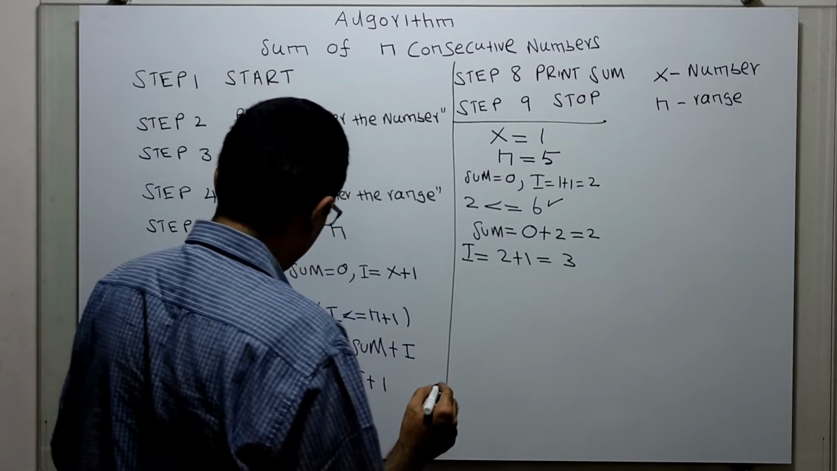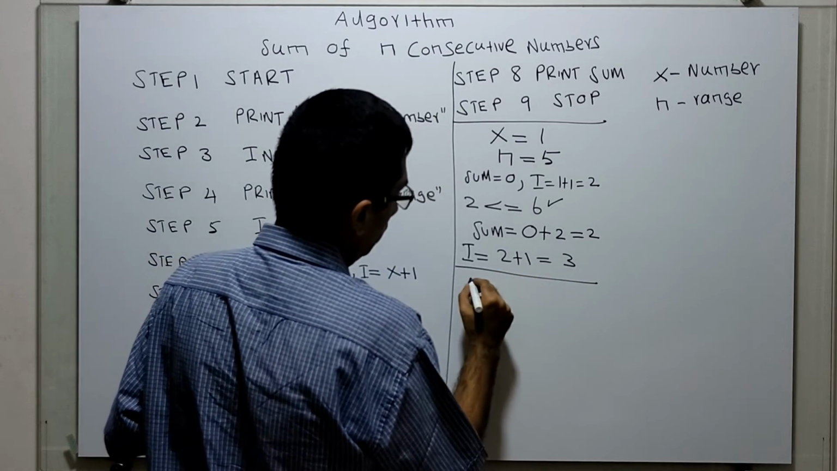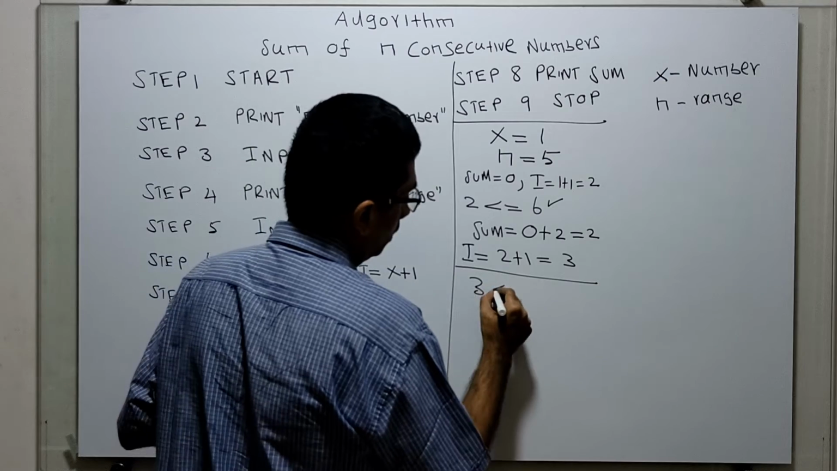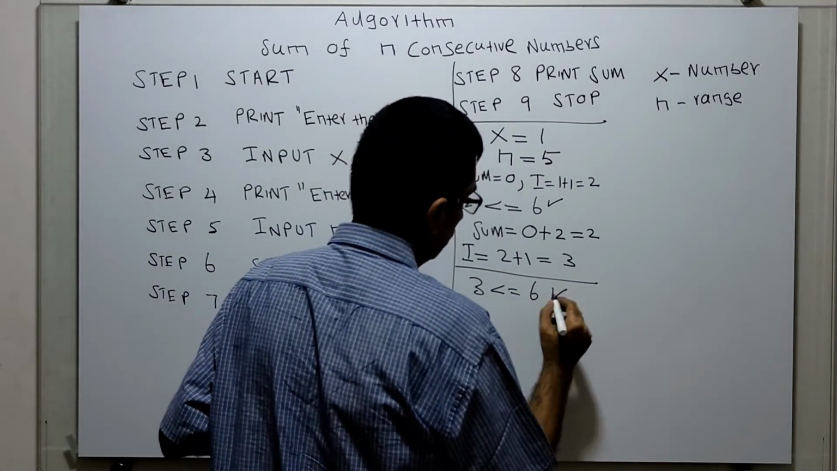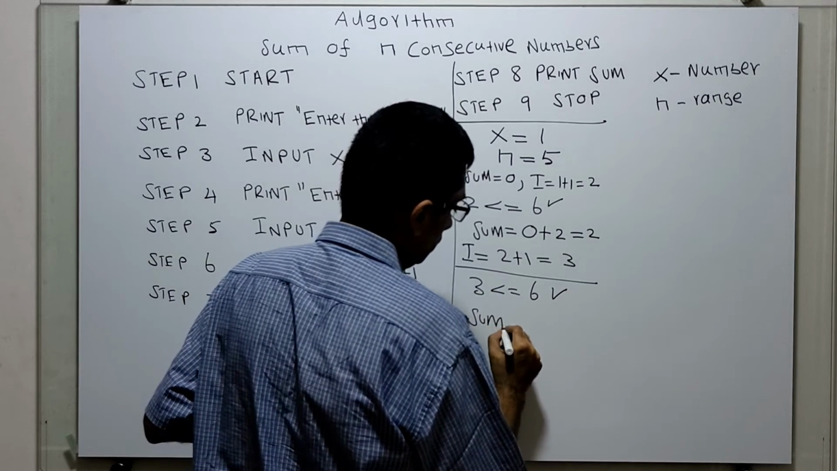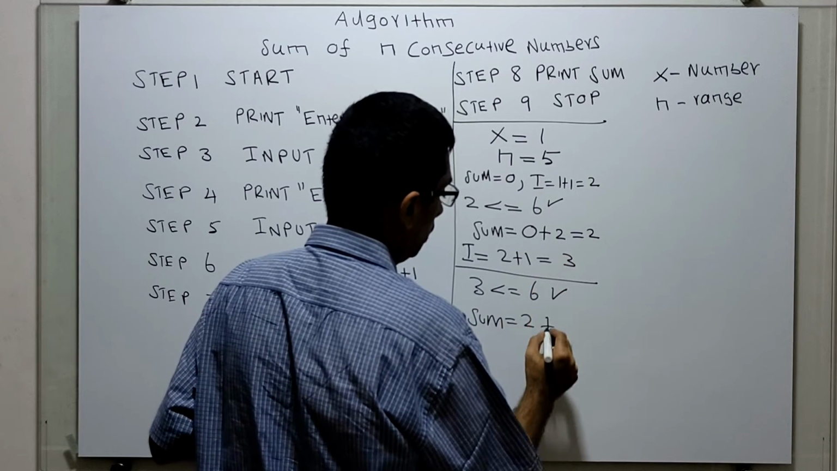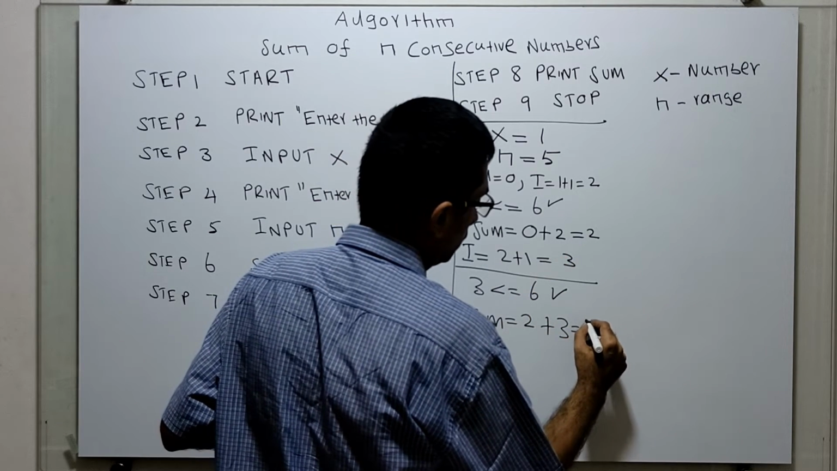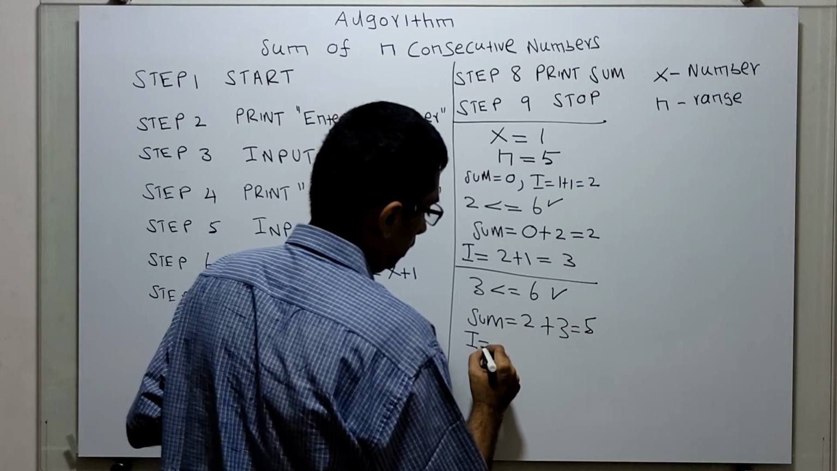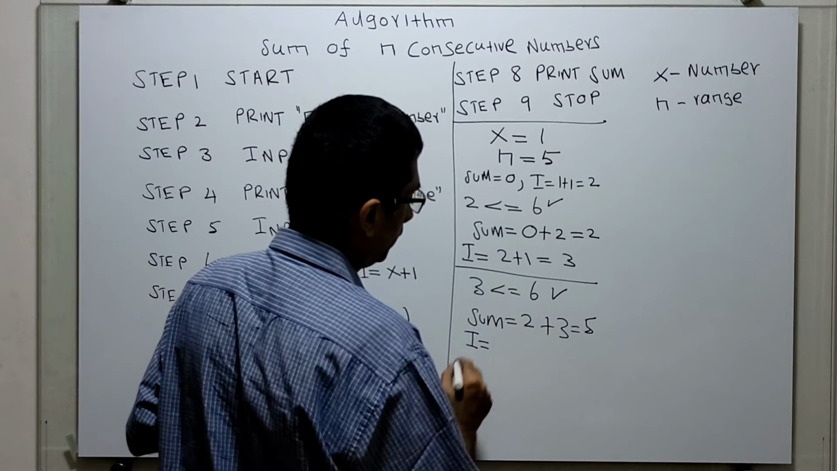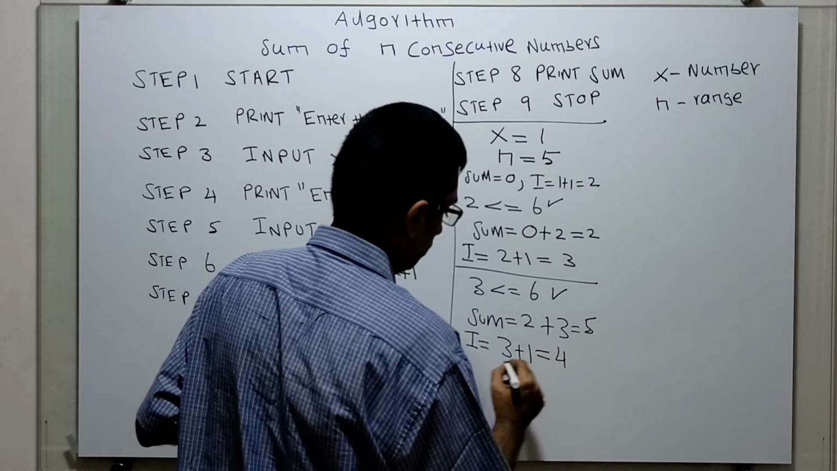The second iteration. Again the control will come here to check. I value 3 less than or equal to n plus 1, that is 6, the condition is true. Sum equal to the existing value of sum, 2, plus the value of I, 3. Now the value of sum equal to 5. Here I equal to I plus 1. The existing value of I is 3, plus 1 equal to 4.